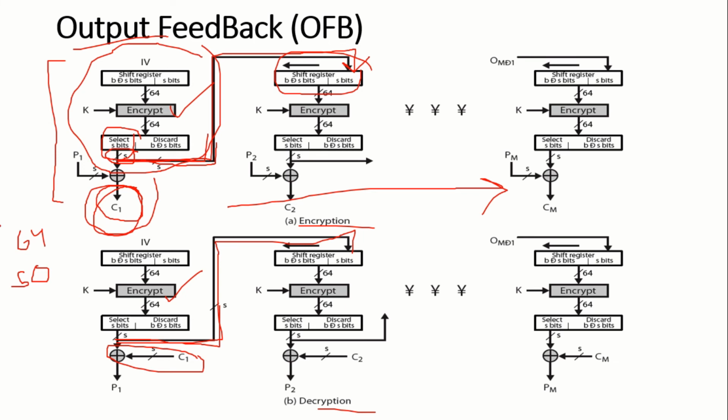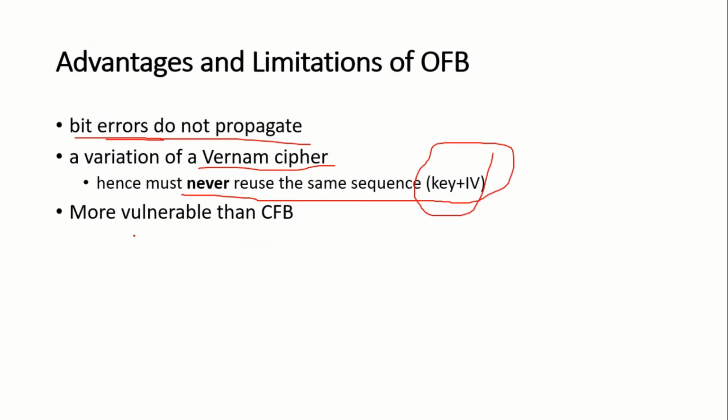Okay, in CFB we were not passing this value, so the changes there came because of the plain text, and since the plain text is different every time, in that case it is fine. But in output feedback mode it is not fine to use the same key and initialization vector pair again and again, right? It is more vulnerable than CFB. So these are the limitations and advantages of OFB.